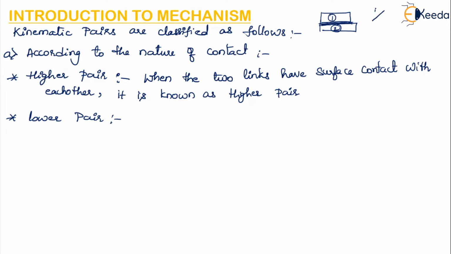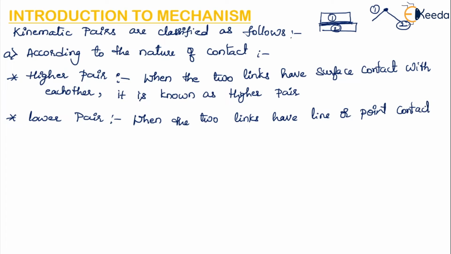So if this is link 1 and this is link 2, if they are at point contact with each other, then such a pair is known as lower pair. So when the two links have line or point contact between them, it is known as lower pair.